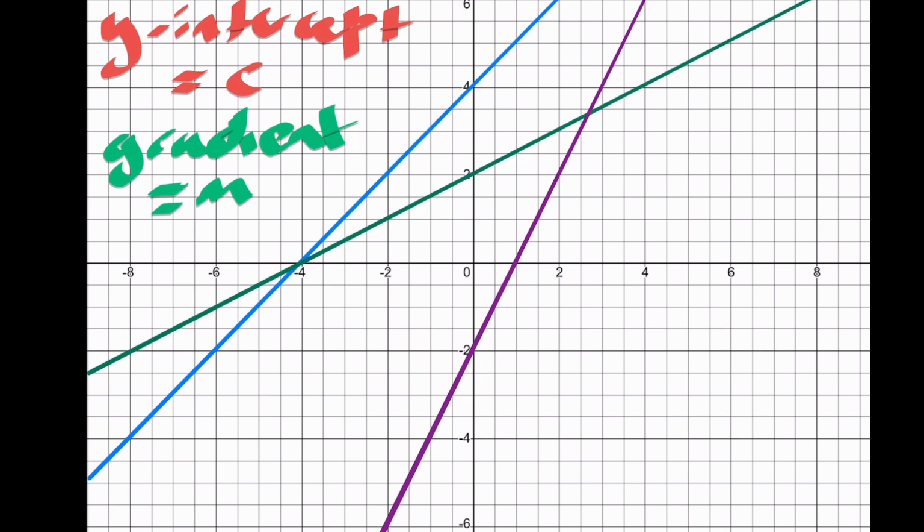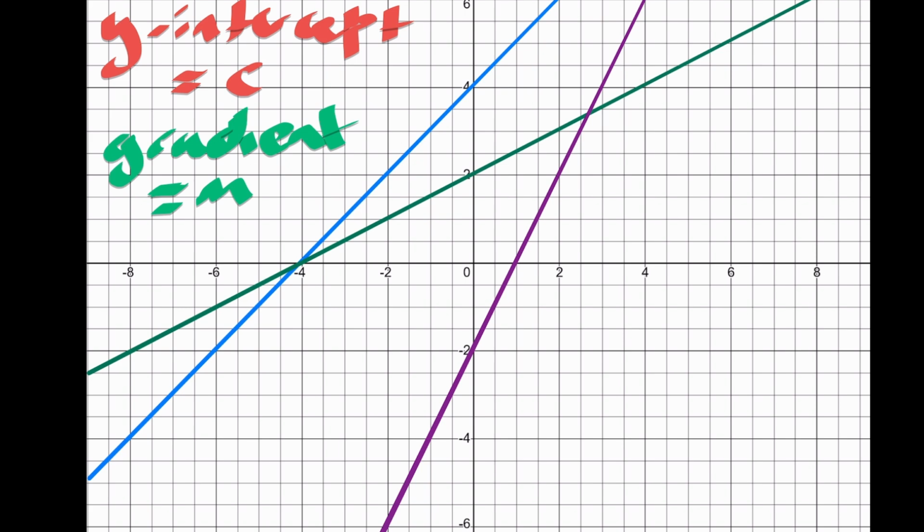Okay, you might be asked to find a gradient or a y-intercept of a line, or both. This is going to be important later when we generate equations for a line. So I'm going to introduce you to two letters that are often interchangeable with these two terms.